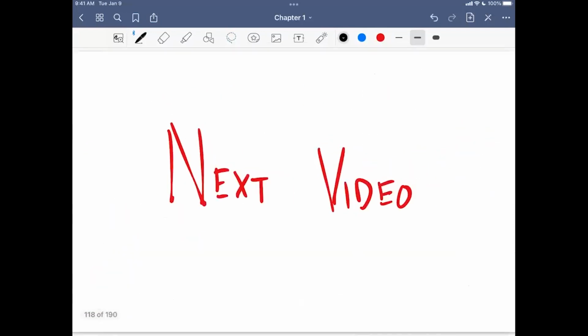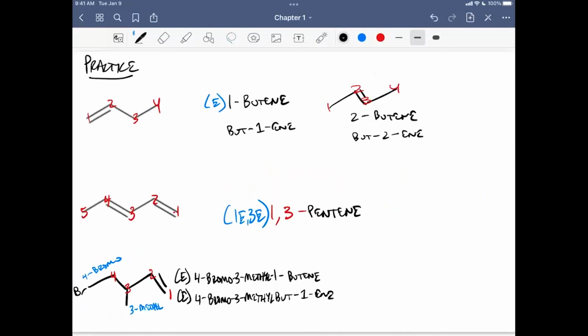Okay. And that pretty much wraps up alkene nomenclature. You don't really get into tough nomenclature until you get into putting all your components together, when you get into the alcohol chapter or maybe the alkyne chapter, and then it really starts to get difficult. But this is it for nomenclature of alkenes, and I'll see you guys in the next video.